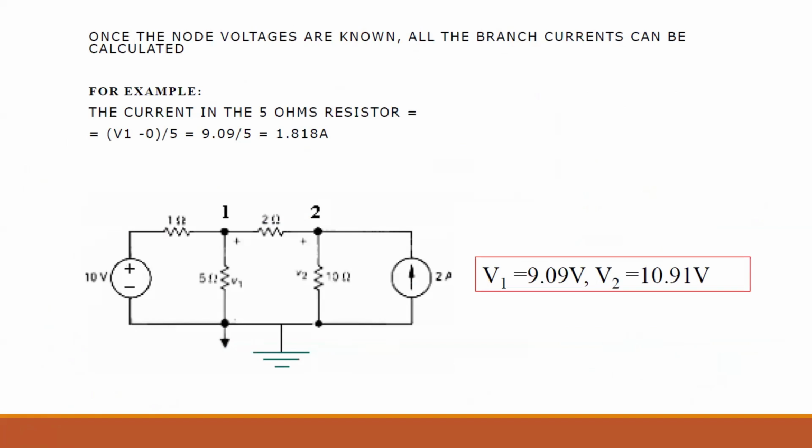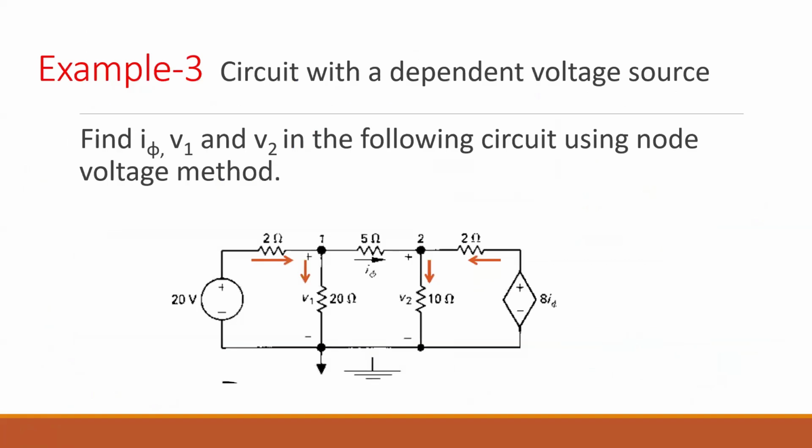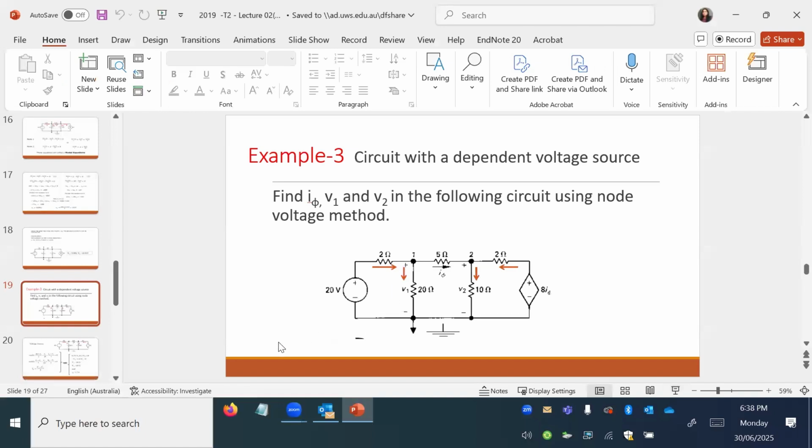Okay, now let's see how to solve this when we have a dependent source. You have a dependent source here, which is this one. This diamond shape is a dependent source. I told you last time as well. Dependent sources look like that.